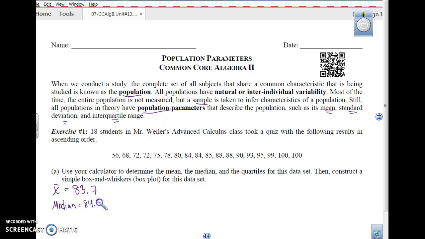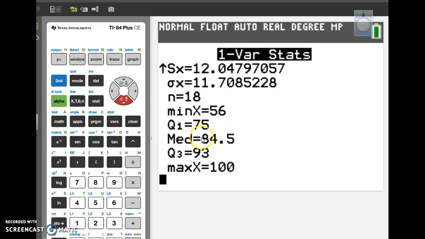And we also need to know the min, which is 56. We can do that from here. And the max, which is 100. And then the 2 quartiles. Remember, quartiles means dividing the data into 4 groups. Quartile 1 and quartile 3 are the 2 quartiles. Quartile 1 is 75, quartile 3 is 93. So these 5 numbers right here are what a box plot is made up of. So Q1 is 75 and Q3 is 93.